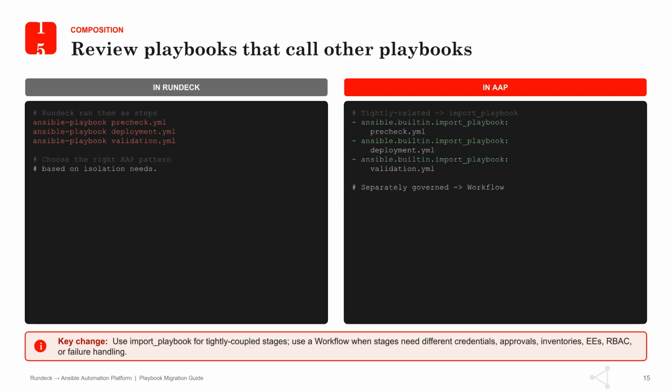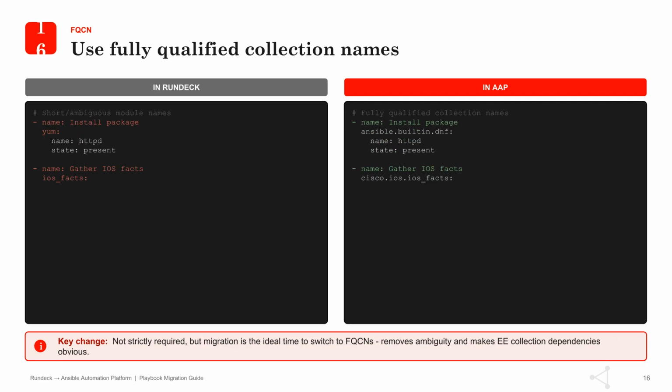Next, review how your playbooks call other playbooks. For tightly coupled stages, use import_playbook. If you need different credentials, inventories, or approval gates, use an AAP workflow to manage those stages separately. While not strictly required, migration is the best time to switch to fully qualified collection names, or FQCNs. This removes ambiguity and makes your collection dependencies clear, which is vital for building your execution environment.